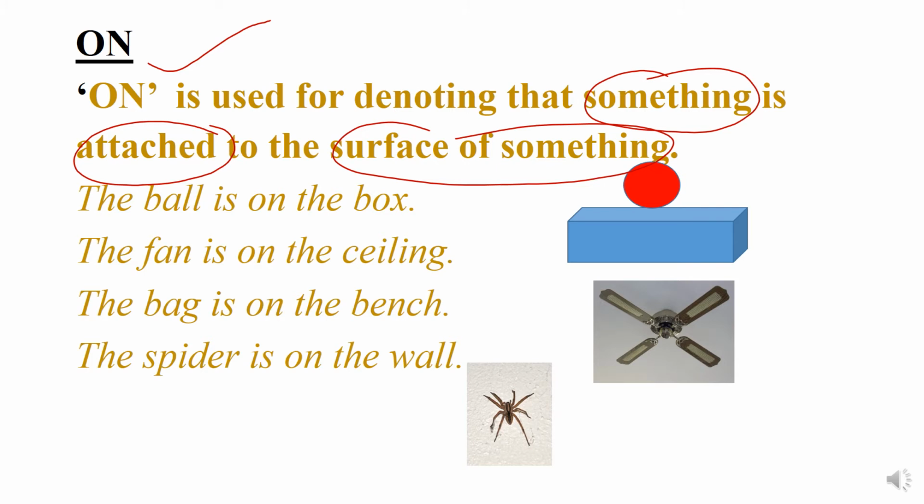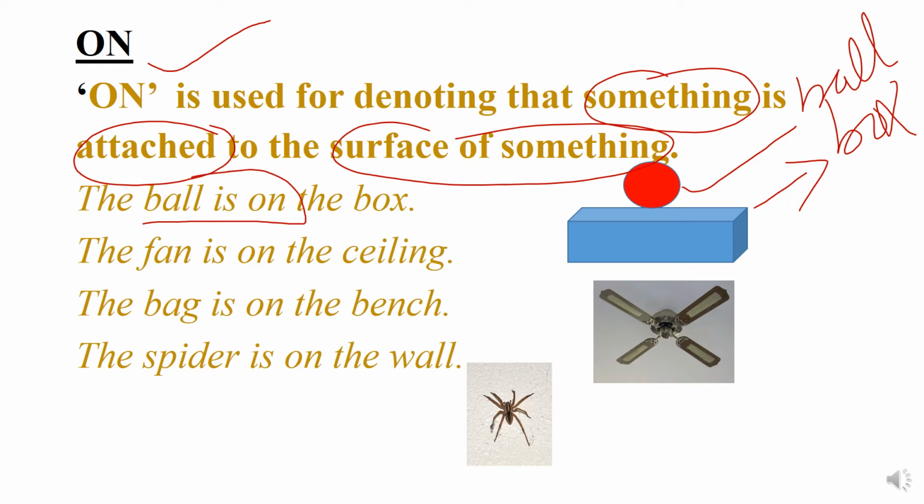Okay, you can see in the picture the ball here is on the surface of a box. That's why we can say the ball is on the box. This is the box and this is the ball. This ball is on the surface of the box. Okay, so if we keep a pen on our palm, that is on our palm. The pen is on our palm.